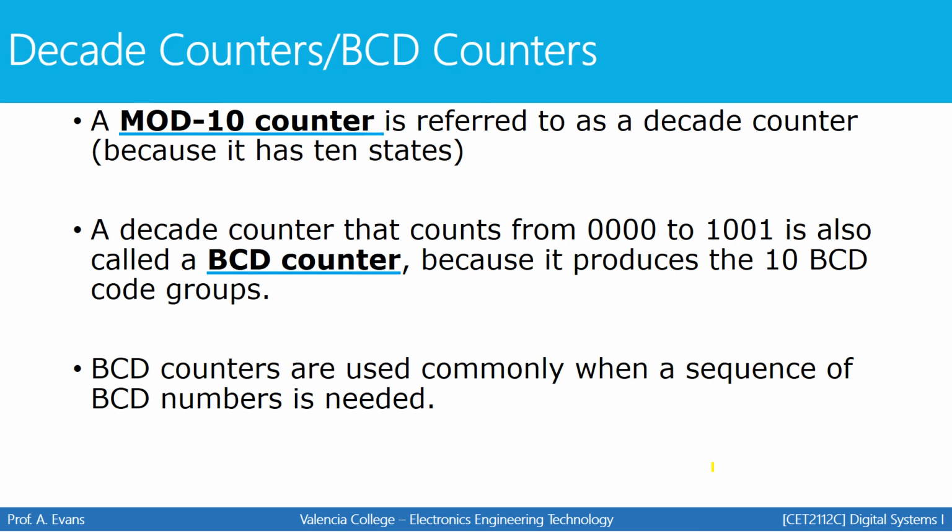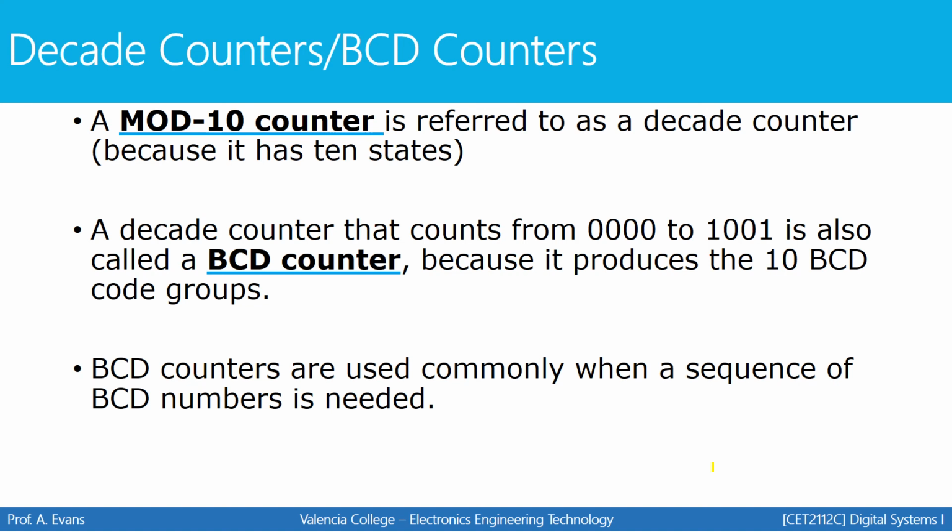So another type of counter is a mod 10 counter. It's also referred to as a decade counter because it has 10 states. A decade counter that counts from 0000 to 1001 is also called a BCD counter because it produces the 10 BCD code groups.